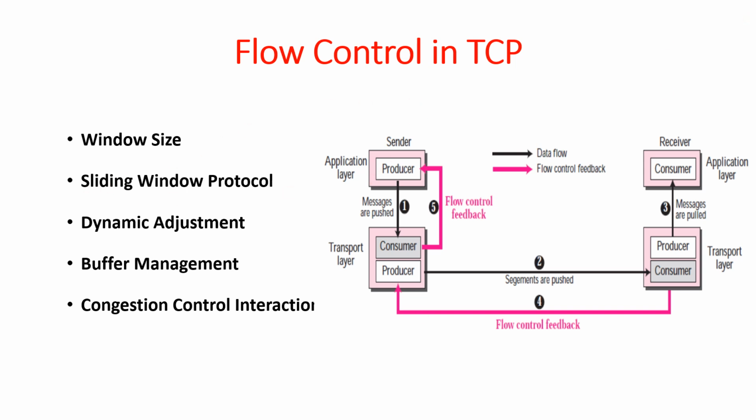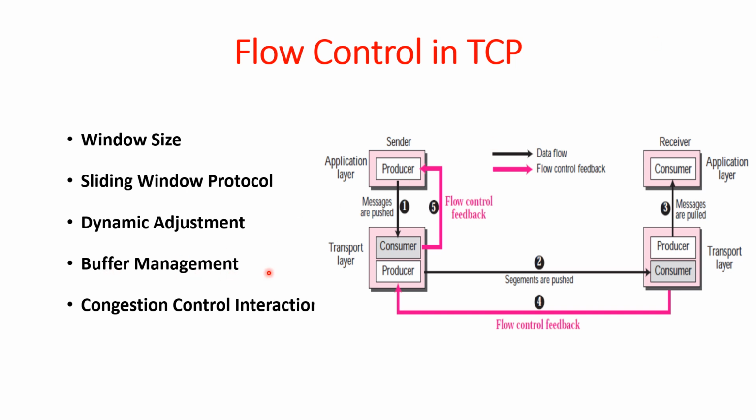Sliding window protocol. The sender can send multiple segments of data up to the window size without waiting for acknowledgement for each one. As the sender receives acknowledgement, it can send more data. Dynamic adjustments. The window size can change based on how quickly the receiver processes the data. If the receiver's buffer is full, it will reduce the window size, signaling the sender to slow down.